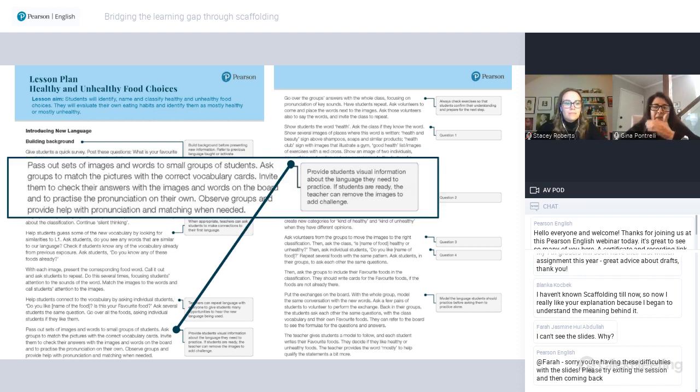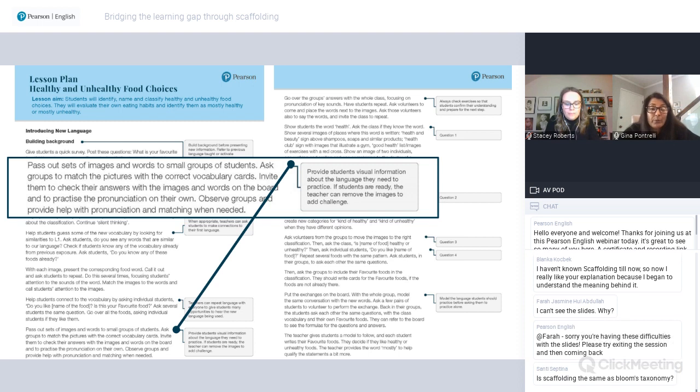And the teacher then provides students with visual information about the language they need to practice. So you can see here with group work and matching the word to an illustration. If at this point it's appropriate, you can increase or remove the level of scaffolding by either providing further supportive information or removing the images to increase the challenge. So we'll talk about taking some of this scaffolding away when it's appropriate, but that's an example of just very simply, you're showing the images while it's still needed.